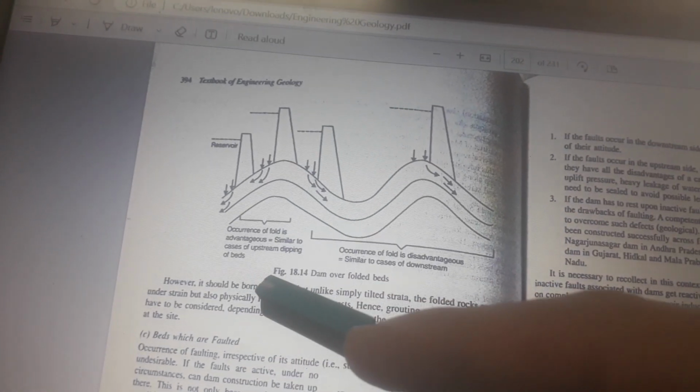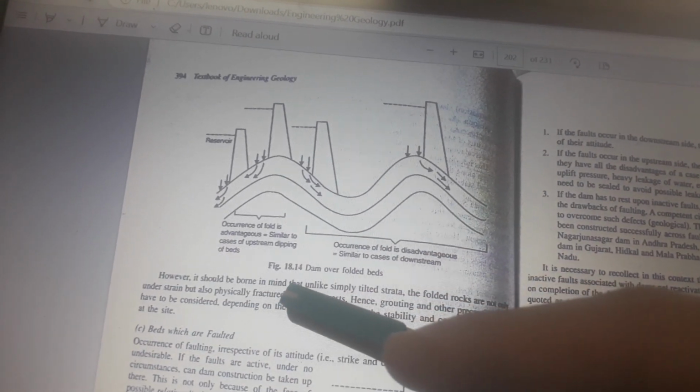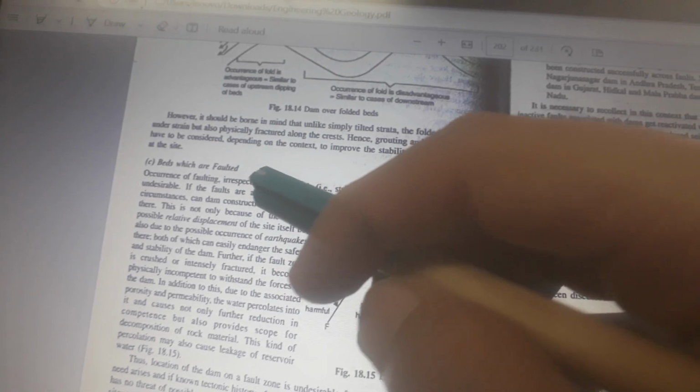However, it should be borne in mind that unlike a simply tilted strata, the folded rocks are not only strained but also physically fractured along the crest. Beds which are faulted. Occurrence of faulting, irrespective of its attitude, that is the strike and dip, right at the dam site is most undesirable.